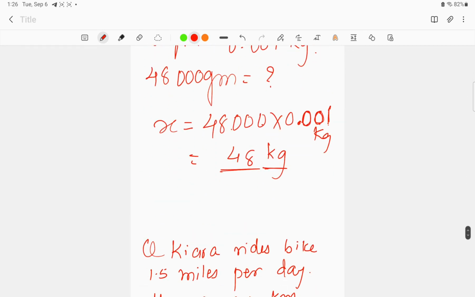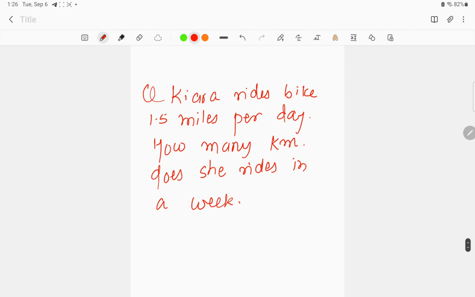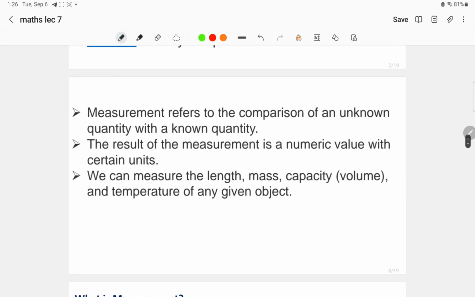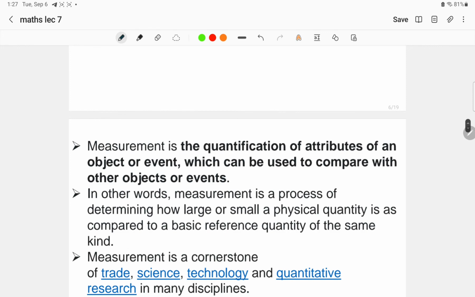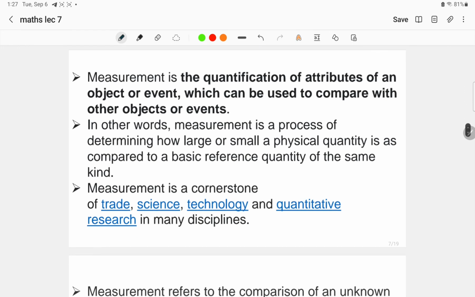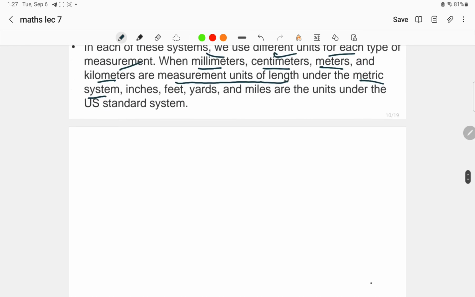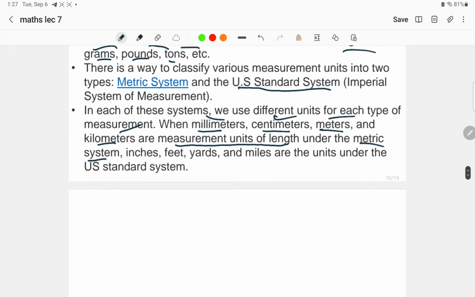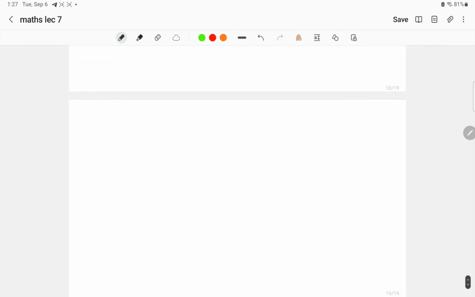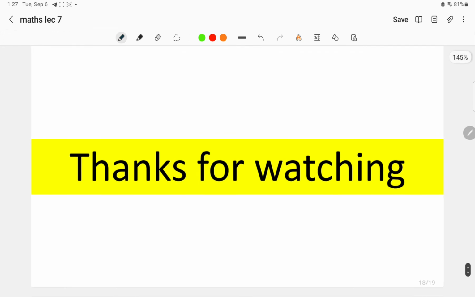Also, you have to solve this question and comment the answer in the comment section. This was all about the measurement that we have discussed in today's lecture. These are some notes that you just have to go through once, because this is not necessary; we were just able to understand how to convert one unit into another. This is all about the questions that can be asked in the examination. Just go through it once. What is the metric system, what is the US standard system, what are the measurements used over here. So this was all about today's lecture.